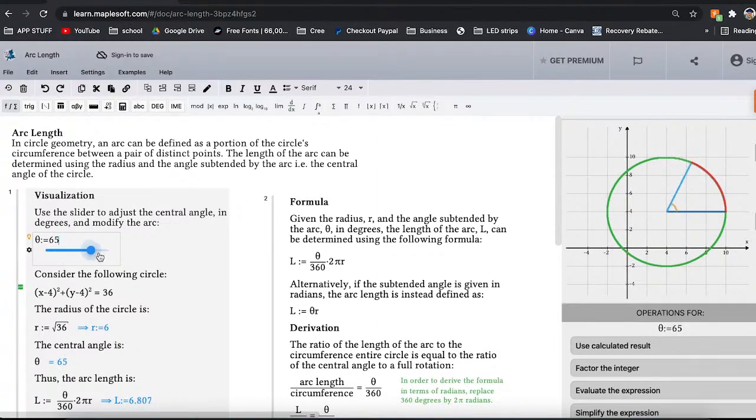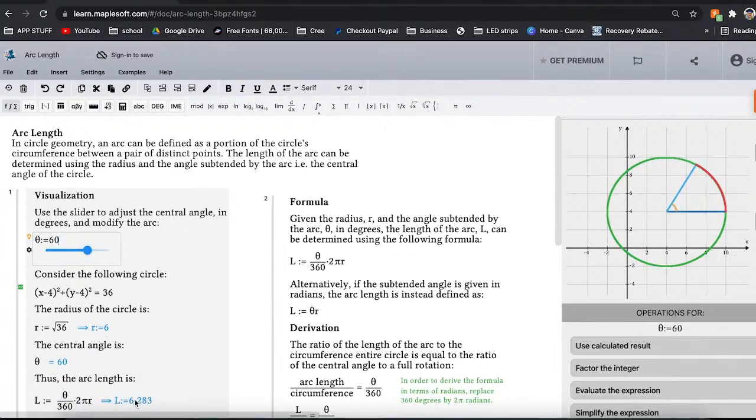As you can see, the higher the theta, the bigger the arc length is, and if we choose a smaller theta, then we get a smaller arc length. In this circle in particular, we have its center at 4, 4, because of these two numbers in here. And the radius is going to be the square root of 36, which is just 6. As I adjust this theta, the arc length actually gets larger.